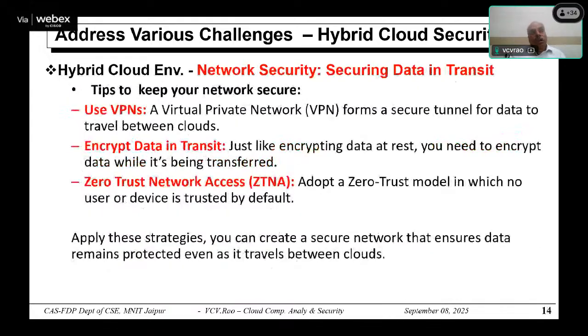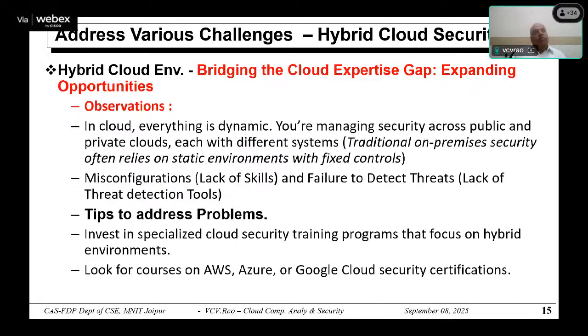So use a virtual private network, a secure tunnel for data travelling between clouds, encrypt data in transit, and use a zero trust network. That means no user or device is trusted by default. When you create all these things, your network is more secure. As a student or as a cloud developer, I need to write many scripts and cross-check whether everything is successfully executed and whether security aspects have been taken care of. We'll be discussing these in more detail in the coming lectures.